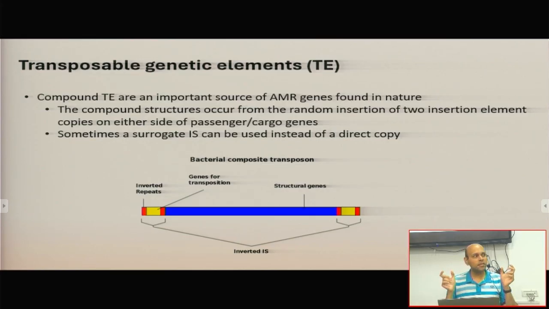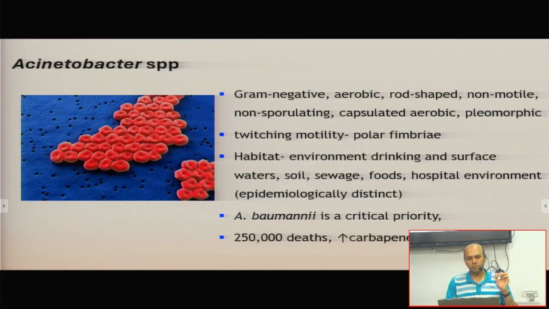On the side, highlighted in yellow and in red, you can see the insertion elements. The red portion is the inverted repeats. When I say inverted repeats, they are mirror images of each other. The yellow one is the genes needed for transposition. If you see a structure like this, it is called a composite transposon, and that is what you saw in the previous slide as well. This is a simplified version.